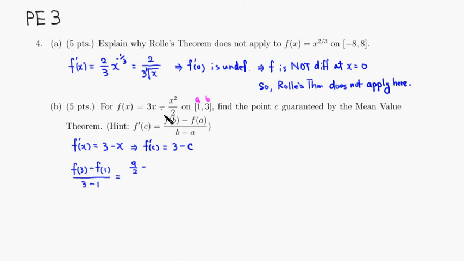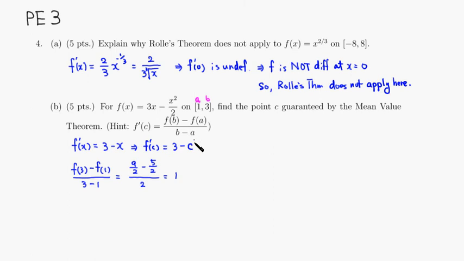Minus, plug in 1. So 3 minus 1/2. That's 5 halves, as 3 is 6 halves minus 1/2, so it's 5 halves. Divided by 3 minus 1, which is 2. So 9 halves minus 5 halves would be 4 halves, which is 2. Divided by 2 is 1.